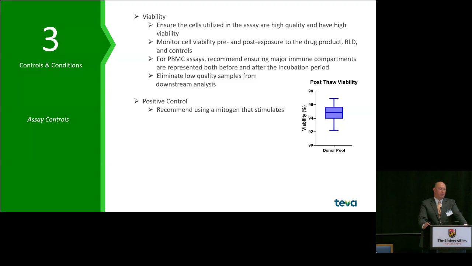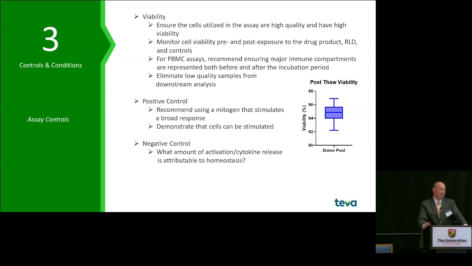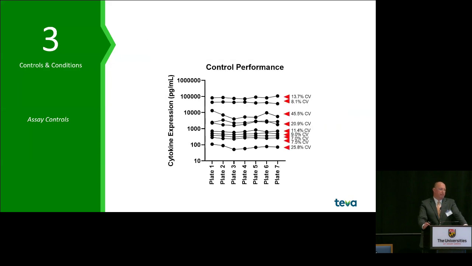Positive control, we recommend using a mitogen that stimulates a broad response, to demonstrate that the cells can be stimulated. Negative control is what amount of activation or cytokine release is attributable just to homeostasis in your cell culture. But we also need to have some type of controls throughout the assay.